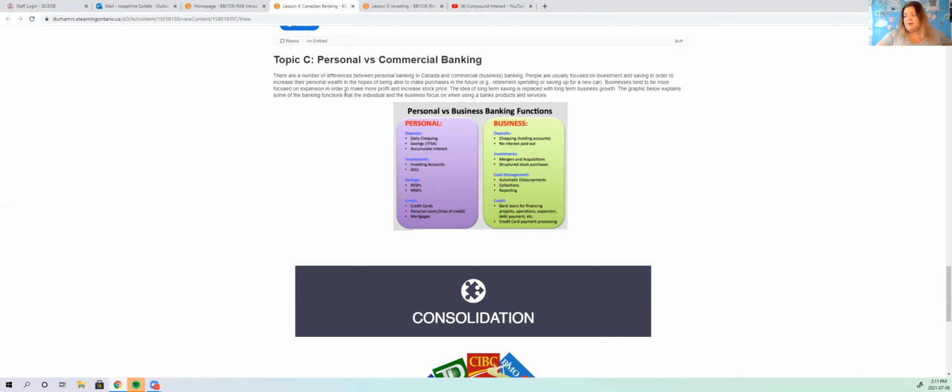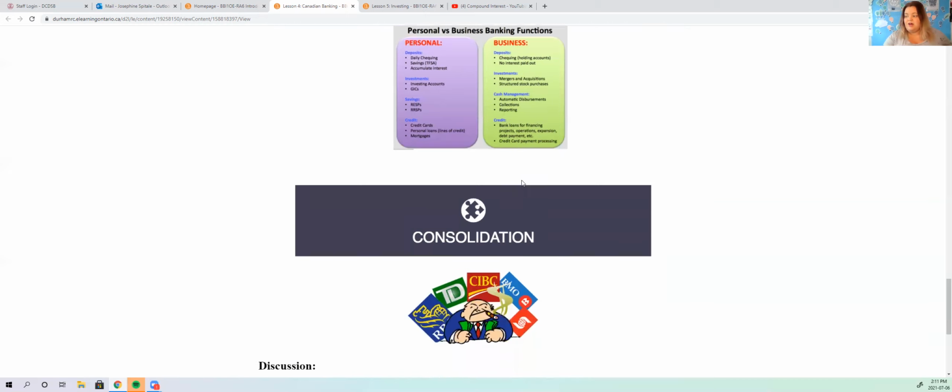The graphic below explains some of the banking functions that the individual and the business focus on when using bank products and services. And this is a really good infographic actually. It breaks down the differences and functions between personal and business banking. Okay, and I'll let you read that one for yourself.